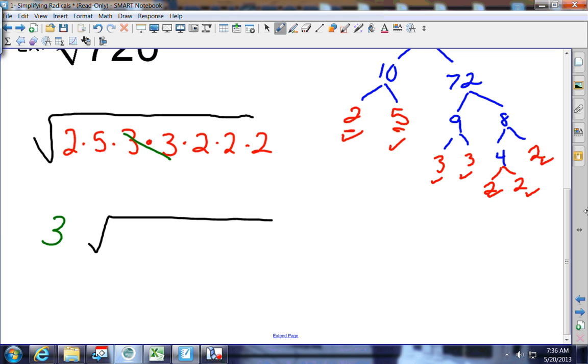Are there any others that have partners that can go outside and play? The 2s can go outside and play. What about something else? Another 2. They have partners. They can go outside and play. What about the 5? 5 has no friends. 5 has to stay inside and play.